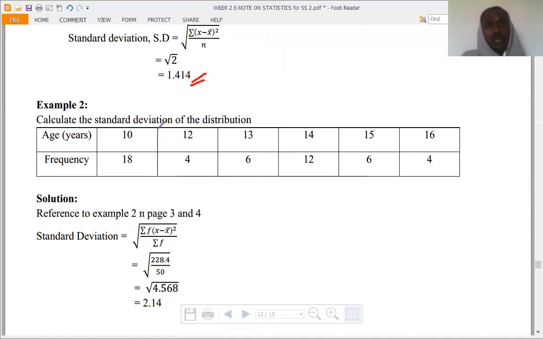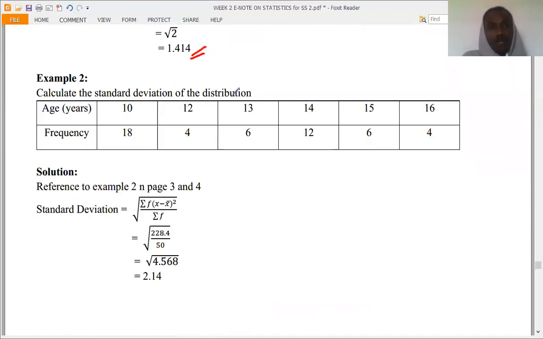Example 2. Calculate the standard deviation of the distribution. The table is given below, and let's go ahead and solve. This is in reference to example 2 on pages 3 and 4. First we have to calculate the mean of the grouped data set. We've already done that in examples 3 and 4. We've seen the variance as 228.4 over 50.